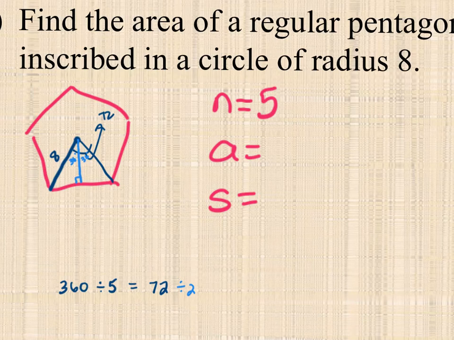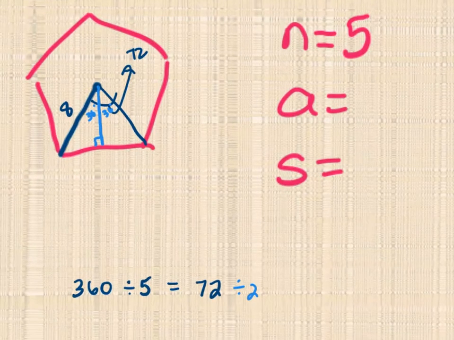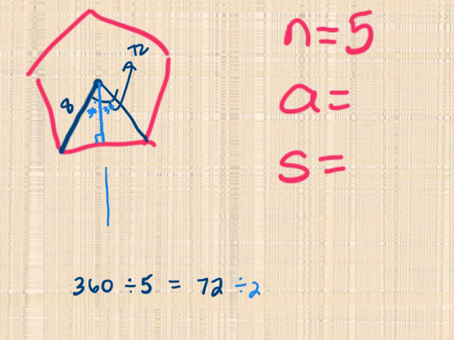And the angle at the top is 36. You with me so far? So I'm going to drag out just one of these triangles so that we can look at it a little bit better. The radius is 8. This is 36. Now I need this side and this side, because the x is half the side length and the y is the apothem.